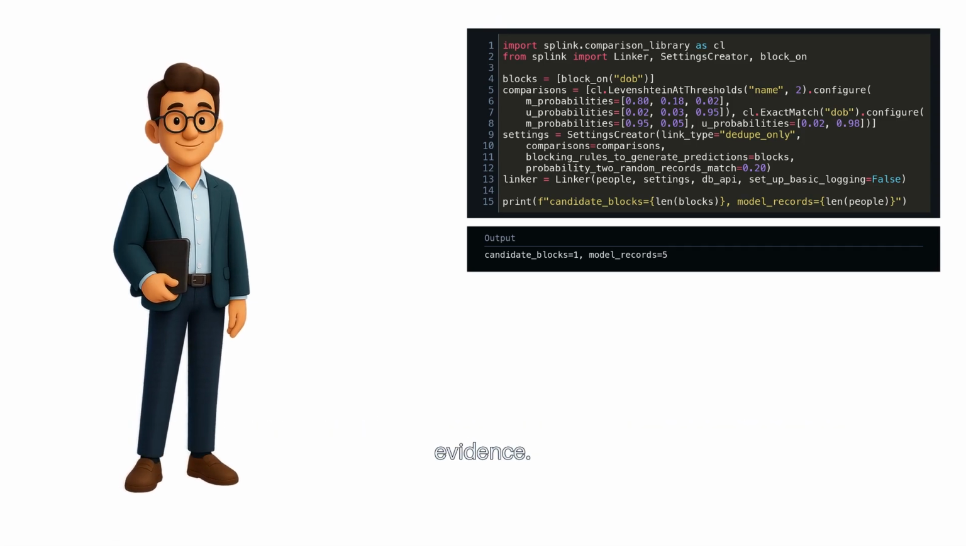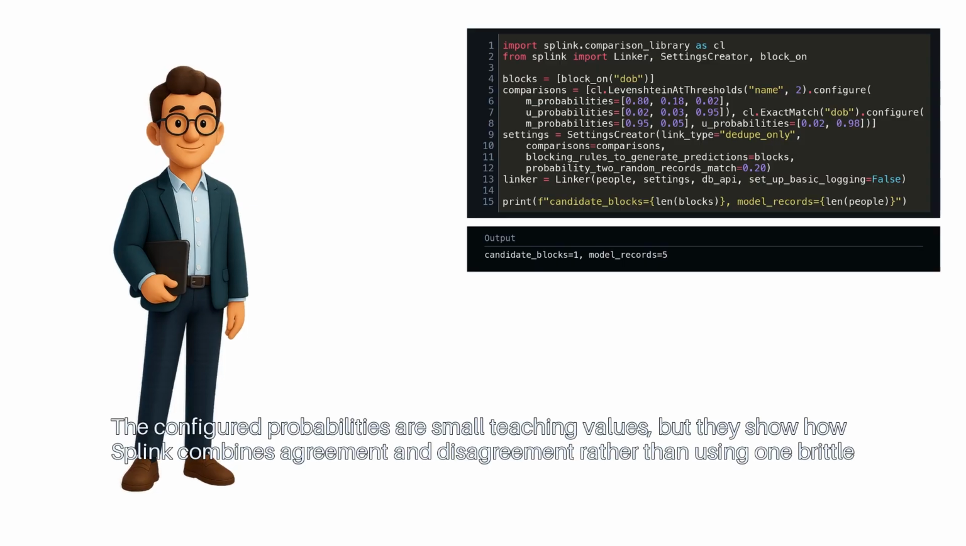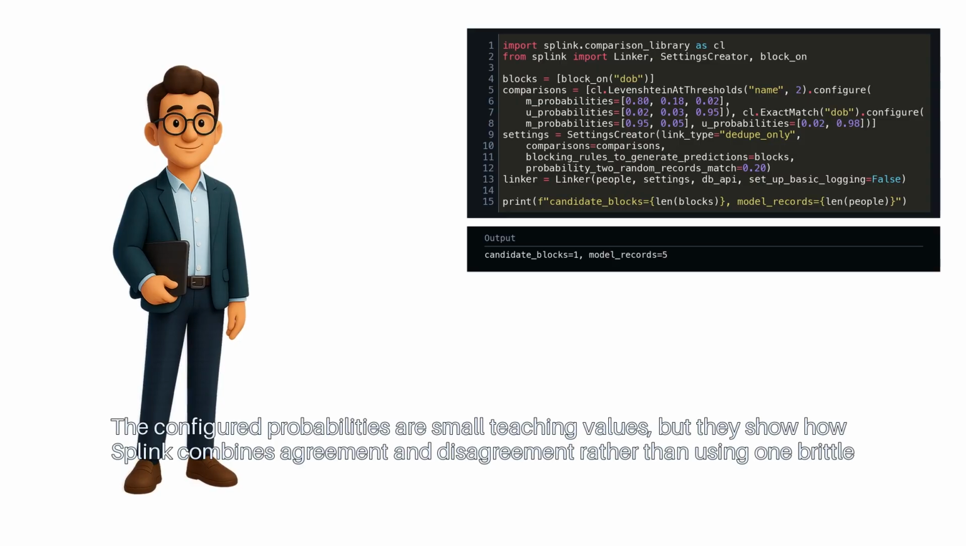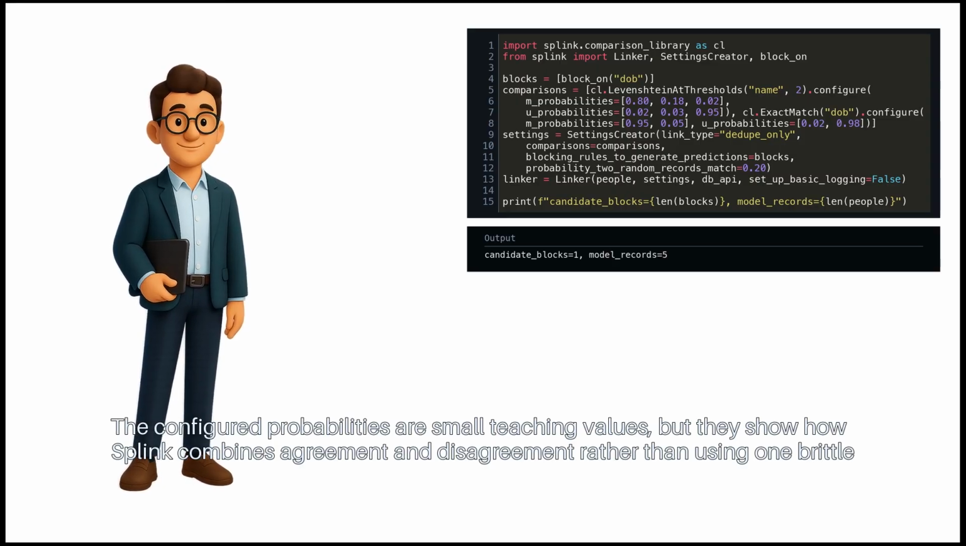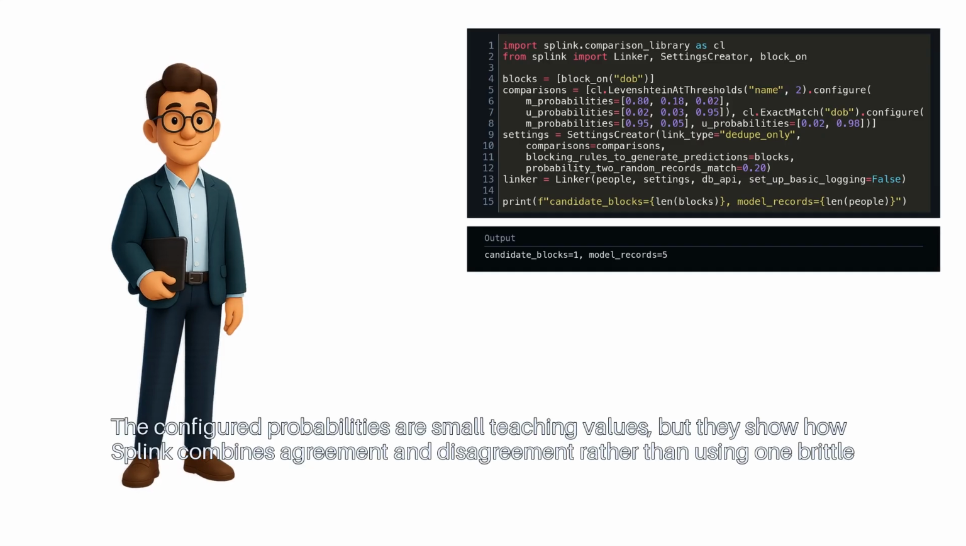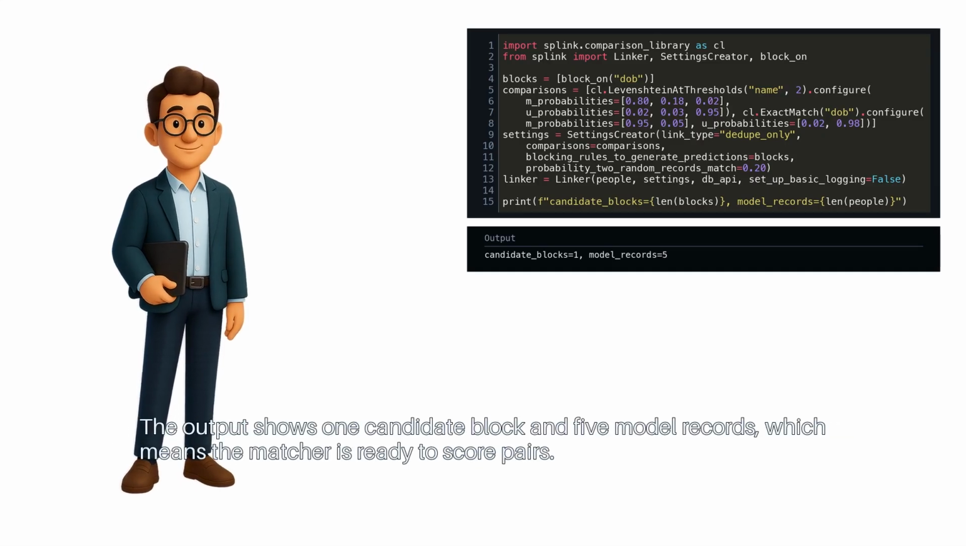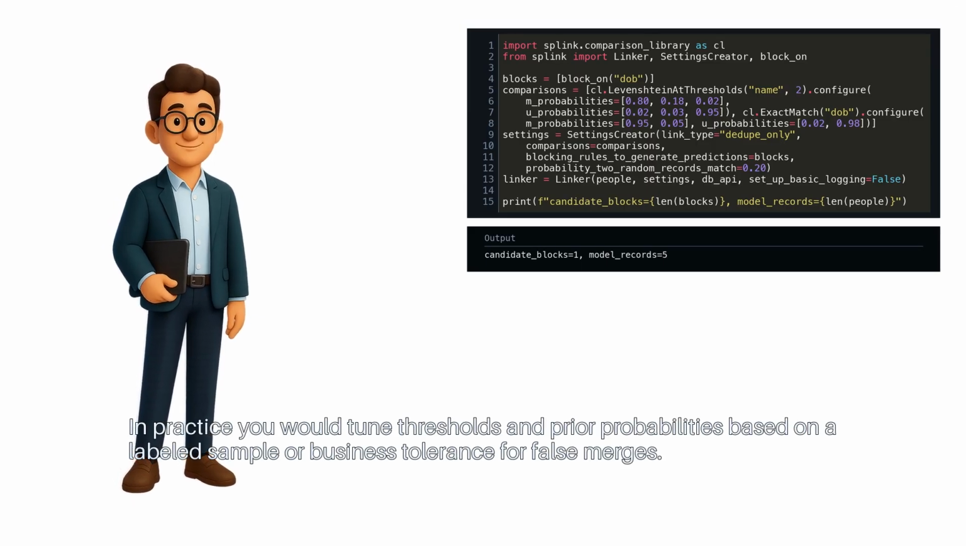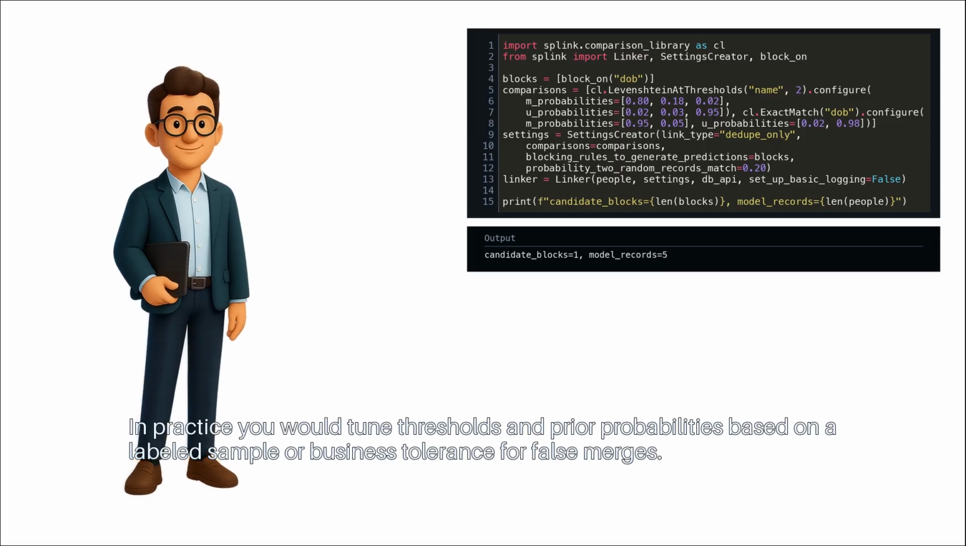as separate evidence. The configured probabilities are small teaching values, but they show how Splink combines agreement and disagreement rather than using one brittle rule. The output shows one candidate block and 5 model records, which means the matcher is ready to score pairs. In practice, you would tune thresholds and prior probabilities based on a labeled sample or business tolerance for false merges.